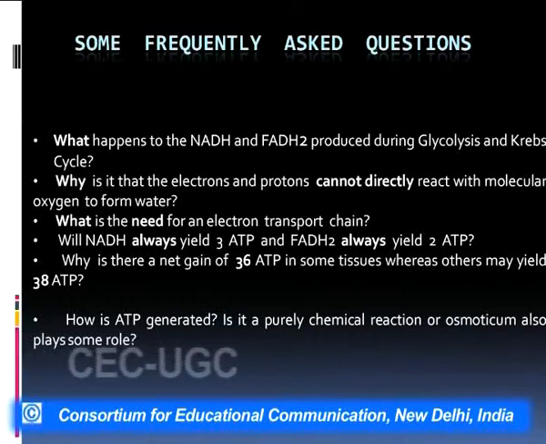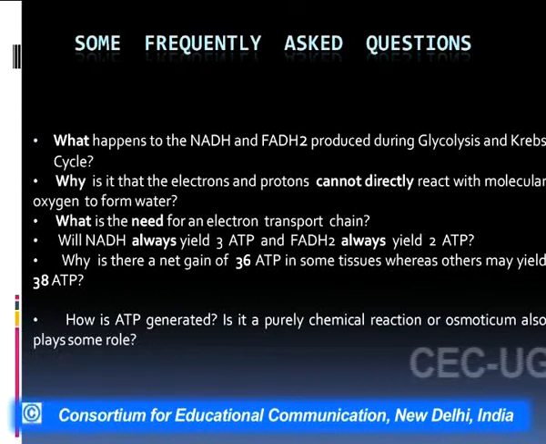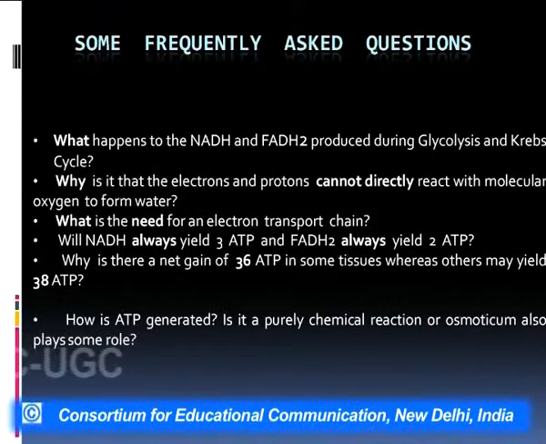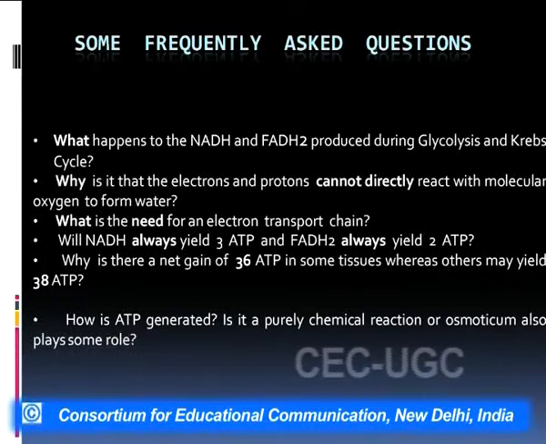The second question, which is very pertinent, is what is the rationale of having the electron transport chain in the first place? Why can't the electrons and protons simply combine directly and give rise to water? The answer to this simple question is not that simple. We will look at it in detail, and this would also lead to another answer as to what is the need for the electron transport chain.